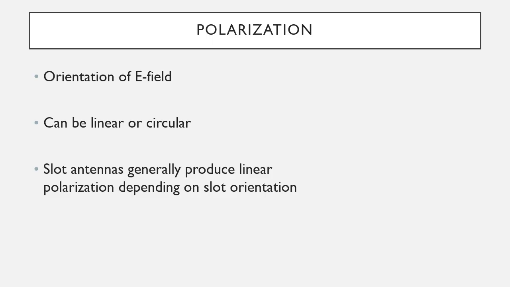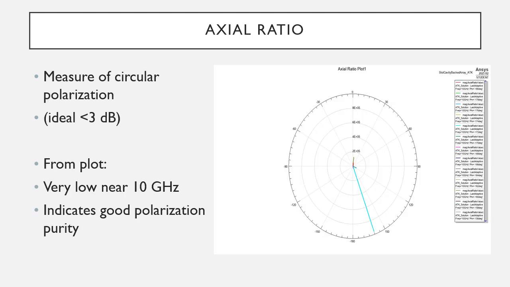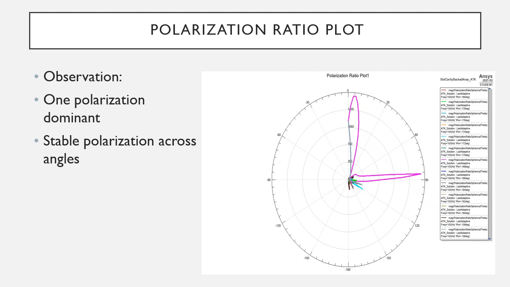What is polarization? Polarization refers to the orientation of the electric field. Slot antennas generally produce linear polarization depending upon the slot orientation. What is axial ratio? The axial ratio indicates polarization quality. The lower value near 10 GHz shows stable and pure polarization at the designed frequency. This plot shows one polarization component dominating, confirming consistent polarization behavior across the angles.